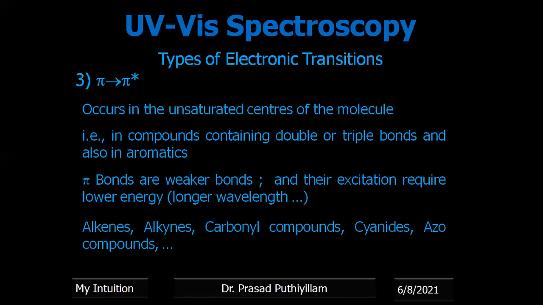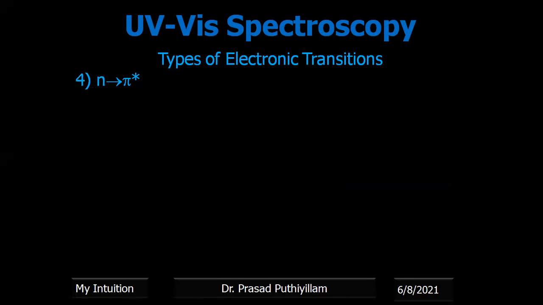Examples are alkenes, alkynes, carbonyl compounds, cyanides, and azo compounds, which have double bonds. Alkenes, we already know, are hydrocarbons with a double bond. Alkynes have a triple bond. Carbonyl compounds means aldehydes and ketones, that is, carbon double bonded with oxygen. Cyanides means C double bond C triple bond N. Azo compounds means N double bond N. Such molecules also have pi to pi star transitions.